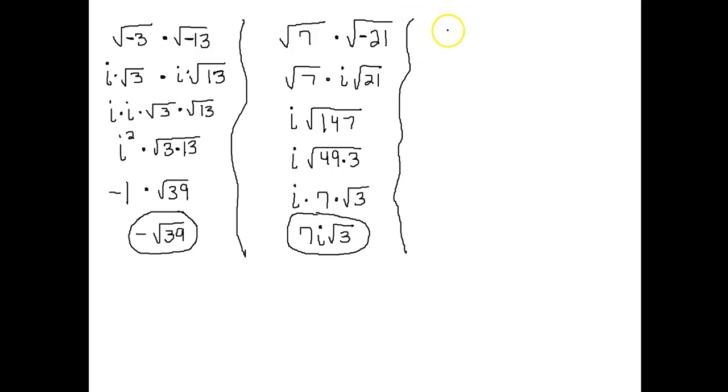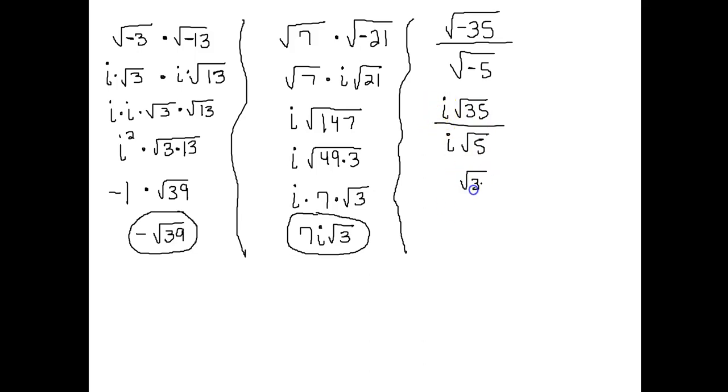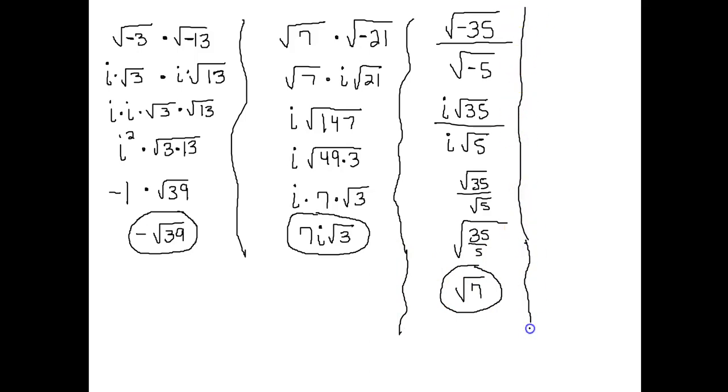Multiplication and division too. Like if you have square root of negative 35 over square root of negative 5, go ahead and take out your i's first before you apply your quotient rule for radicals. In this case, you take out your i's first. i over i will reduce down to 1. And then you're left with square root of 35 over square root of 5, which you can then put under one radical sign. 35 divided by 5 is 7. We end up with square root of 7. And that's what you probably would have ended up with if you had tackled it without following the correct procedure, but it's just not always.